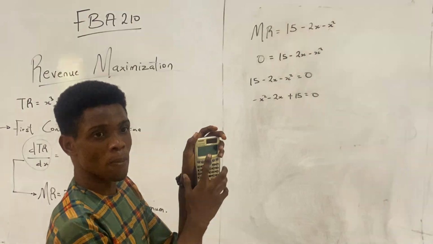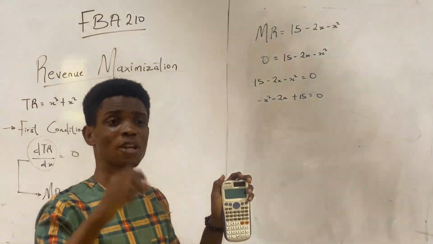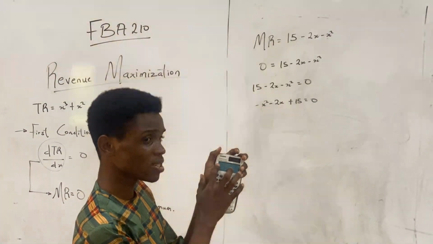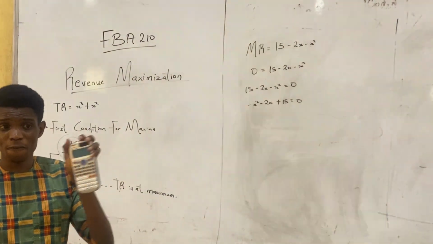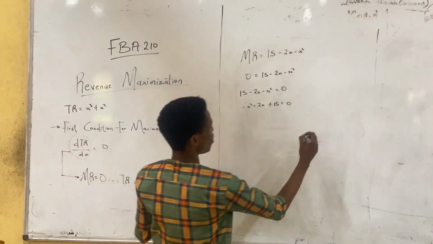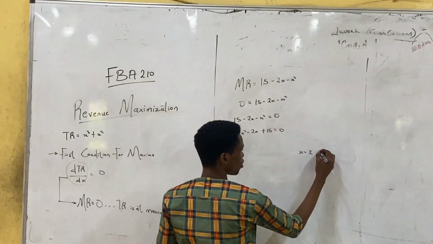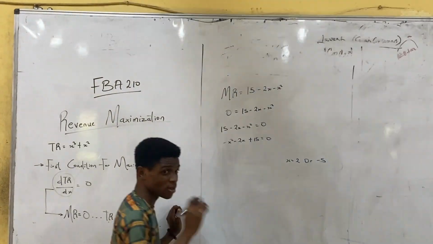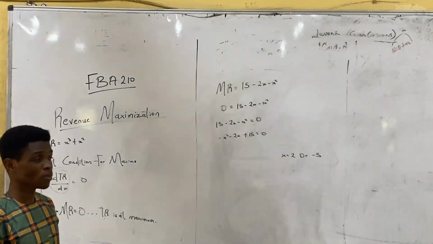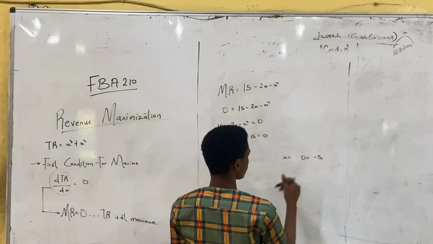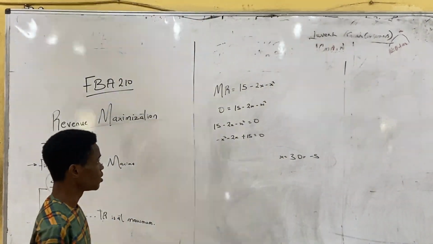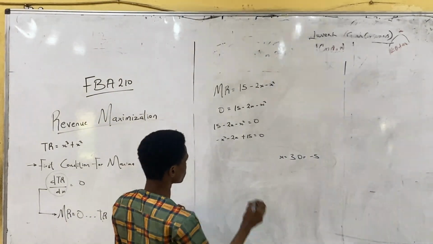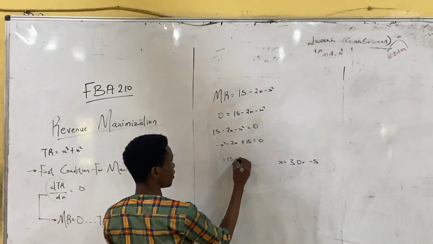Remember, whenever you're solving a quadratic, you often have two answers. You have x equals 2 or x equals minus 5. Using our calculator, we are given x equals 2 or minus 5, right? But solving manually, 3 or minus 5? x equals 3 or minus 5.